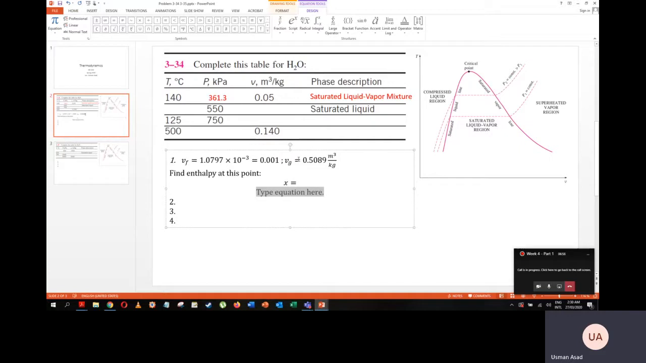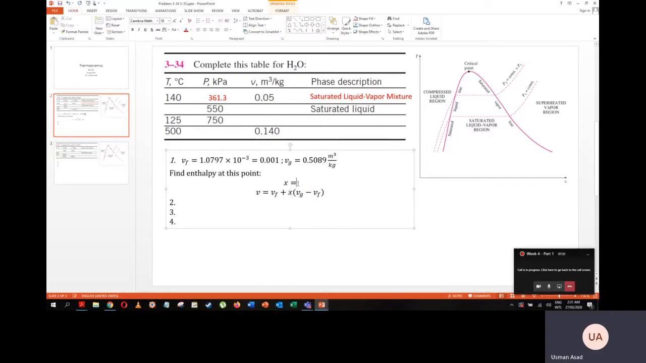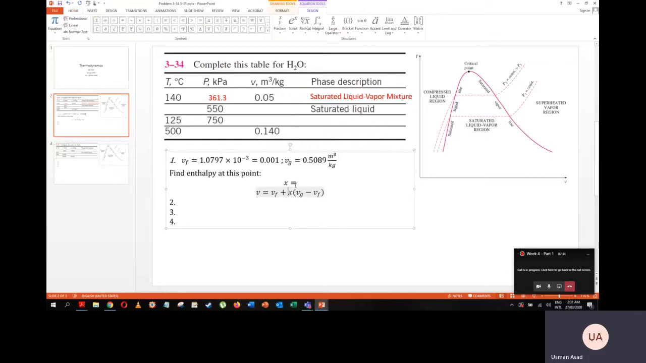Remember you had an equation that v is equal to vf plus x into (vg minus vf), right? Because x, the dryness fraction, tells us how far along we are along this line from saturated liquid to saturated vapor, and this is a linear interpolation. If you put x equal to 0, you end up with v equal to vf. If you put x equal to 1, you end up with v equal to vg. Okay?